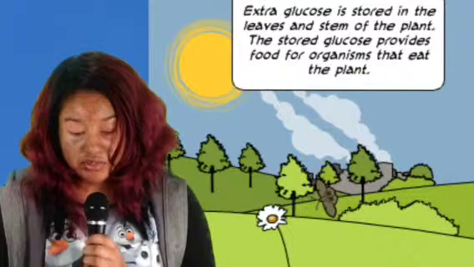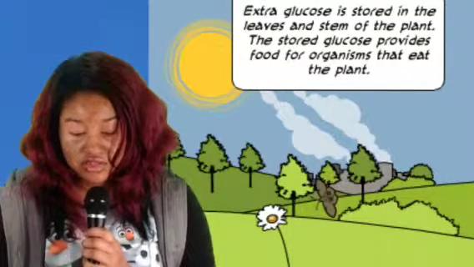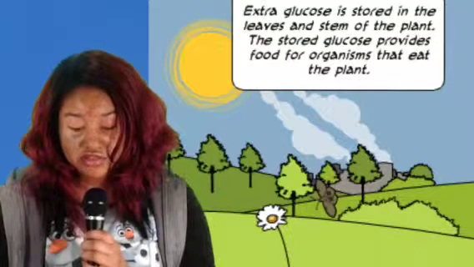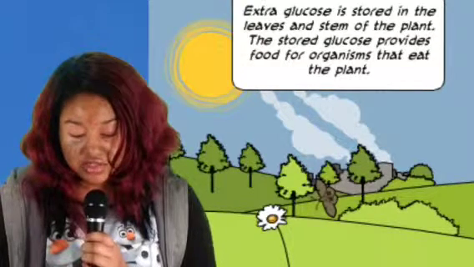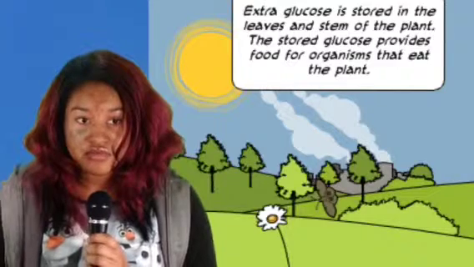So what happens when a plant makes extra glucose? Where does that go? Well, if a plant ever makes extra glucose sugar, it turns into starch and keeps it in its leaves.